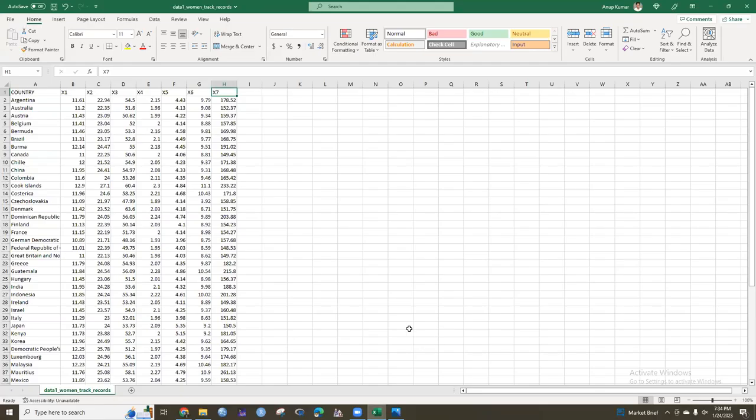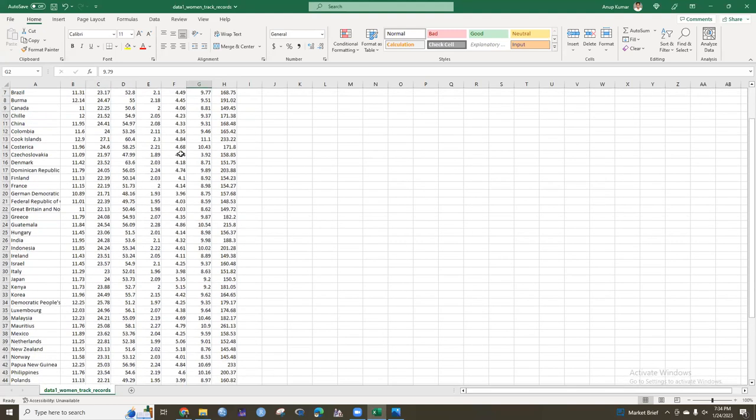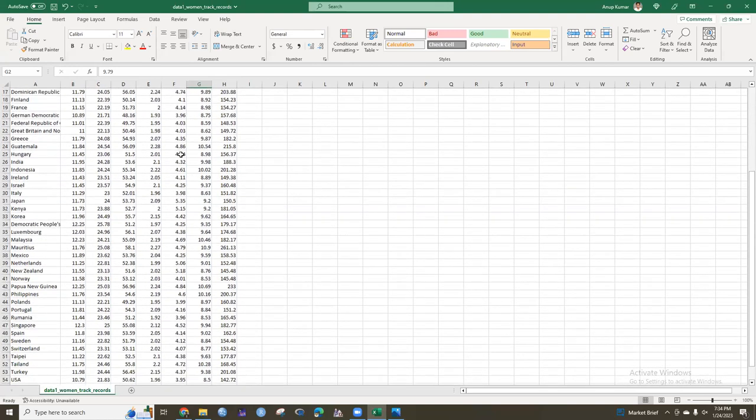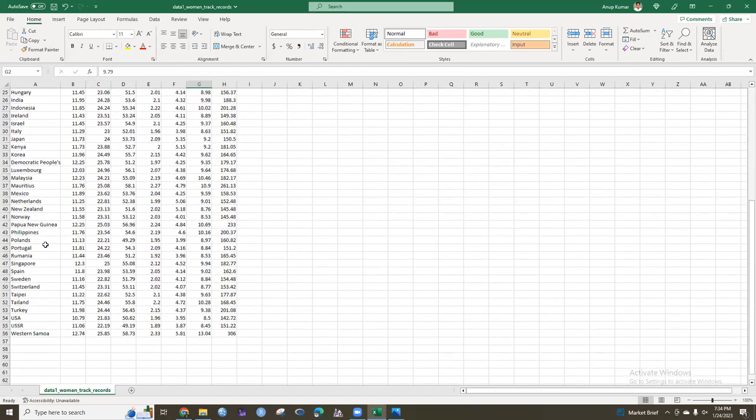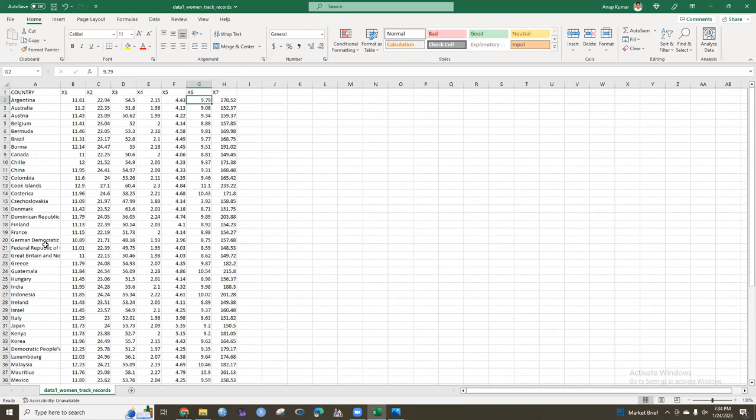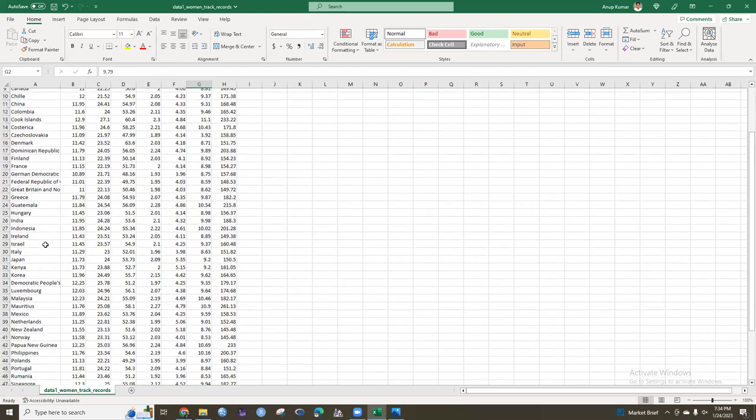If I again show you the data, for Argentina, this is 11.61 seconds, 22.94 seconds for 200 meter, 54.5 seconds for 400. And similarly, 178 is in minutes, 9.79 is in minutes for X6, which is for 3000 meter. So this is the measurement of the time taken by the women of these different countries to complete the race.